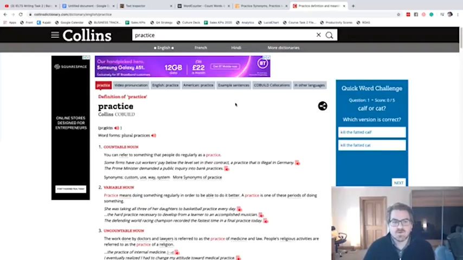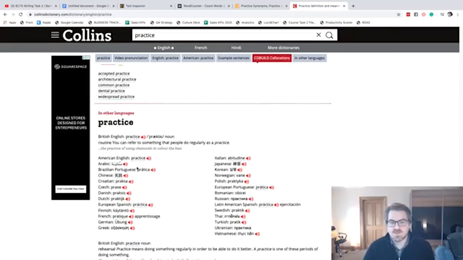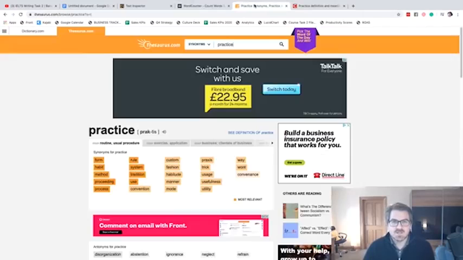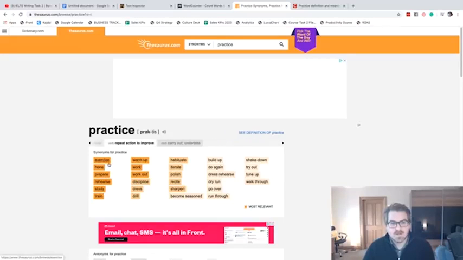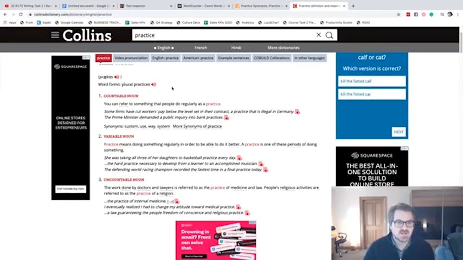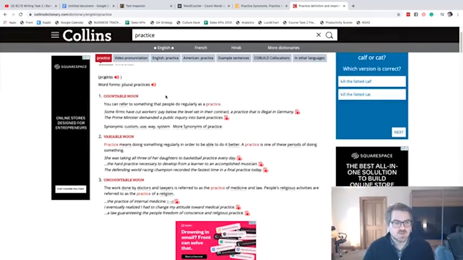A very good dictionary for IELTS is Collins. It's free, but it gives you the pronunciation, the different word forms, lots of example sentences, collocations, and it often gives you synonyms as well. So for example, if we see here, practice, we need to understand, is this a noun or is it a verb, like to practice? So let's say it is the verb. Is prepare going to be the same as practice? Well, we're going to look up the verb to make sure.